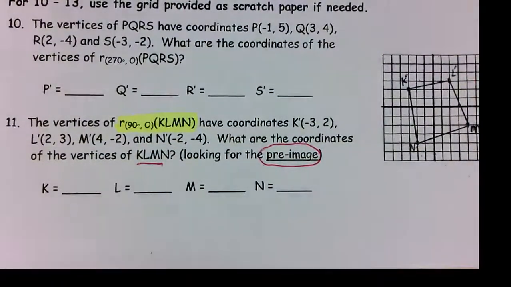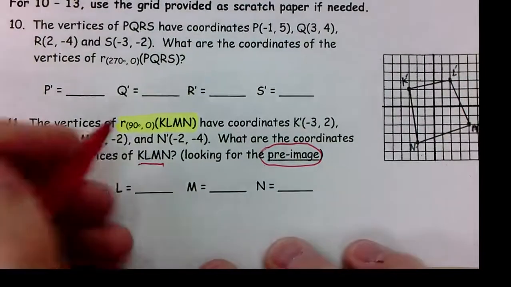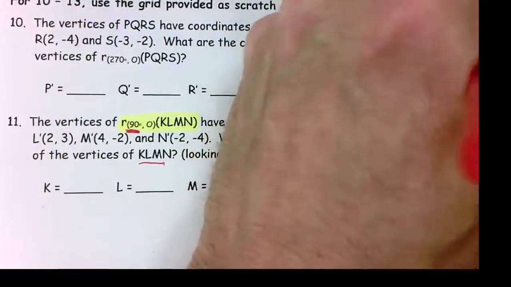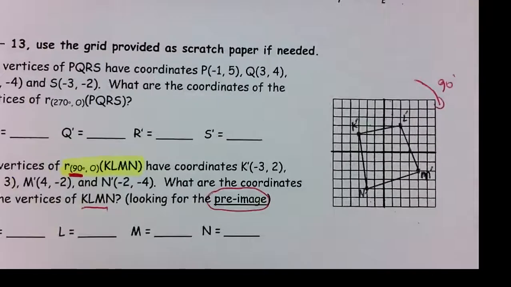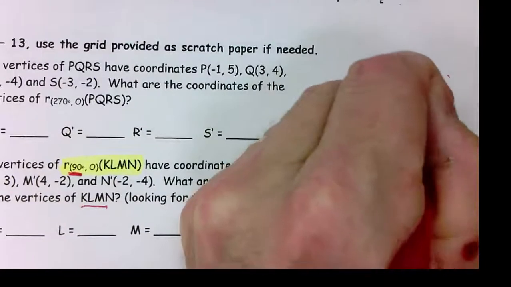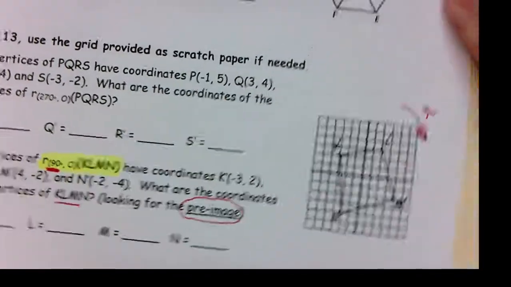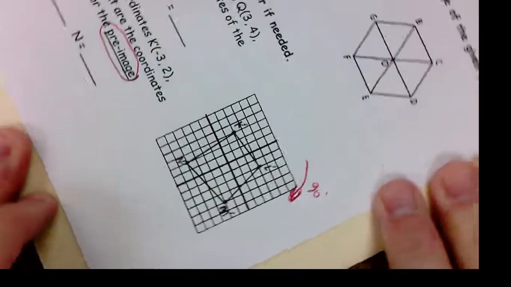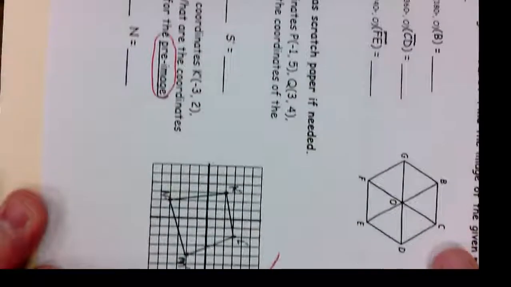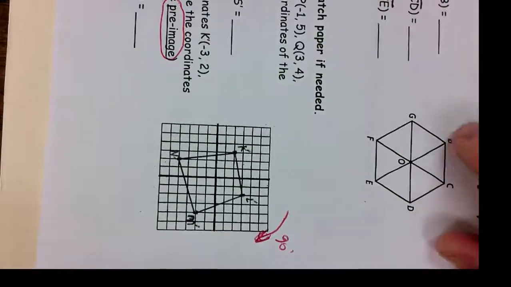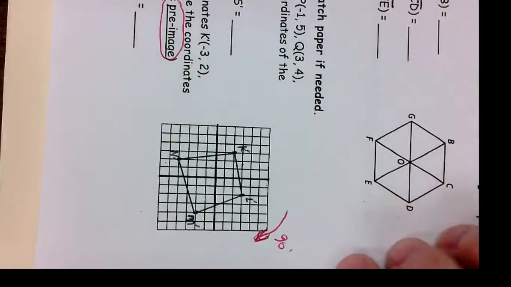So what I need to do is rotate it backwards 90 degrees to see where it started. So I'm going to go this direction 90 degrees, right? I'm going to go backwards 90 degrees to see where it started before it rotated. So a backwards rotation of 90 degrees would look like that. And I can go ahead and write down what the vertices were.